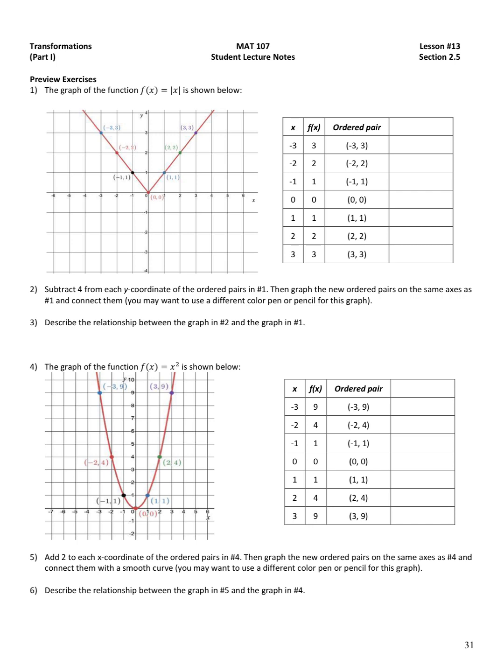So from each y coordinate, I'm going to subtract 4. The x's stay the same, and then 3 minus 4 is negative 1. Negative 2 stays the same. 2 minus 4 is negative 2. 1 minus 4 is negative 3. Negative 4.